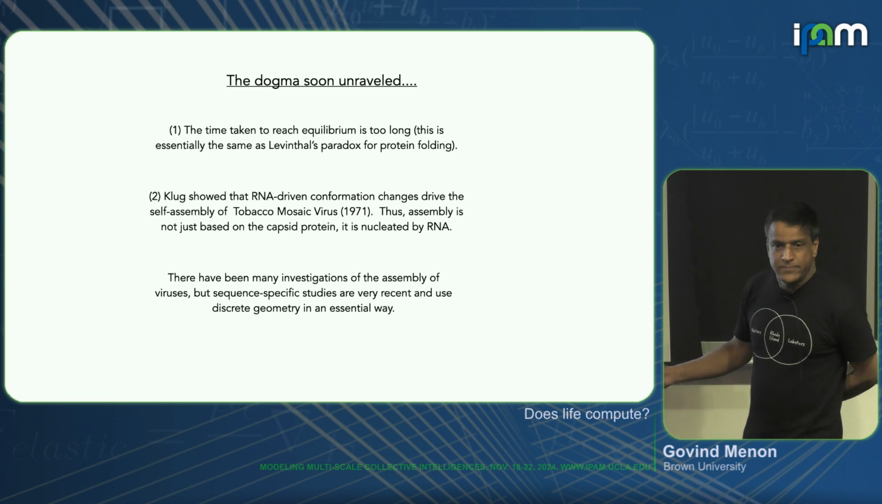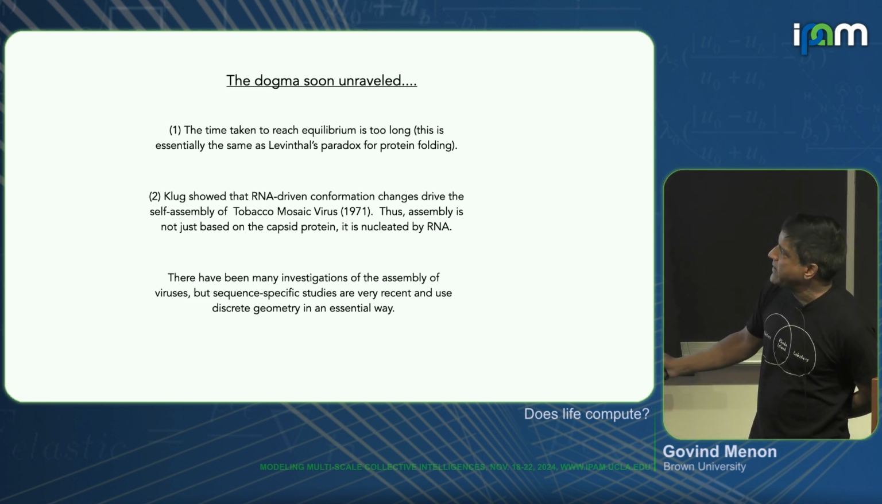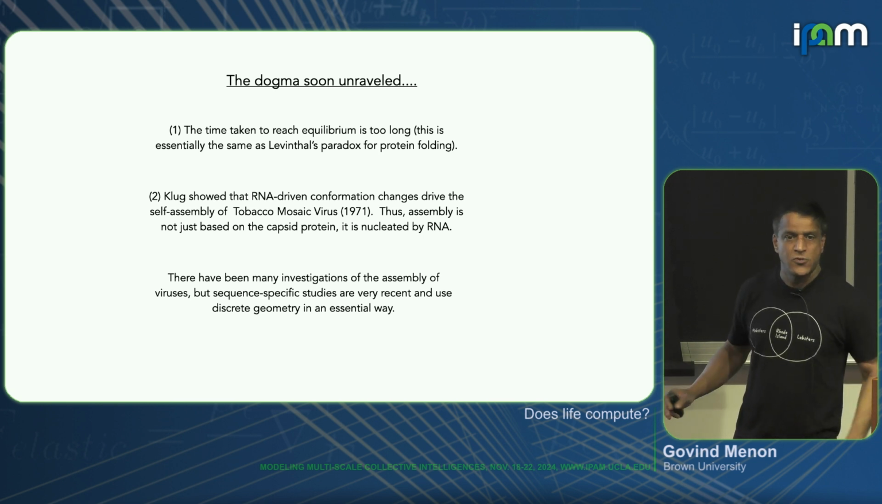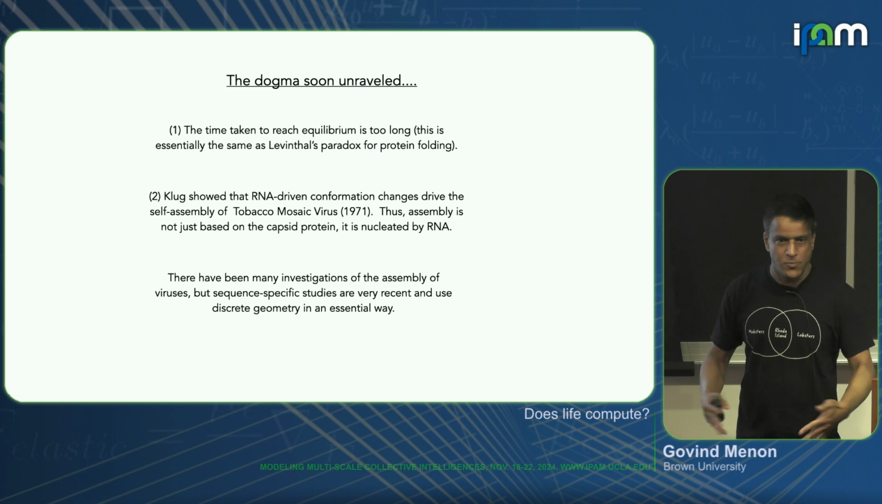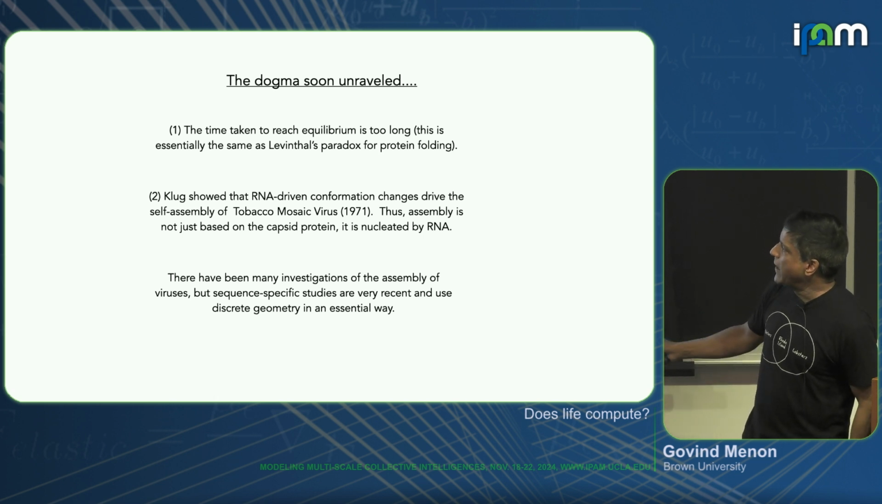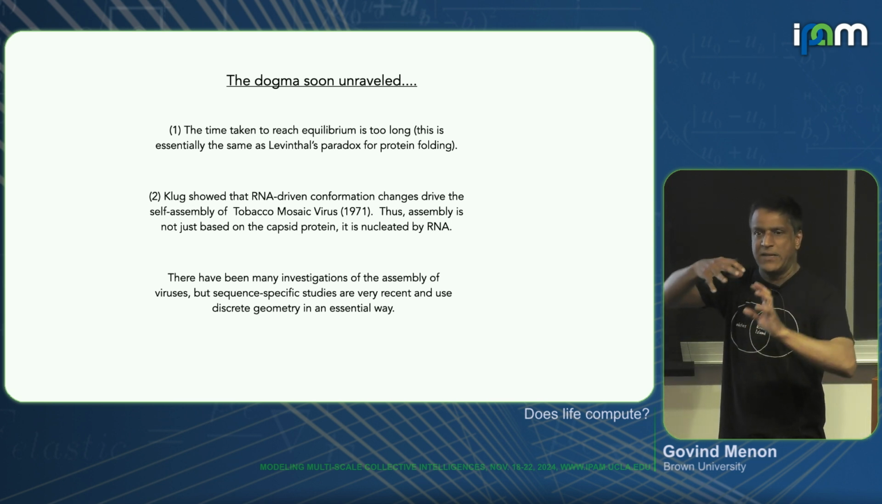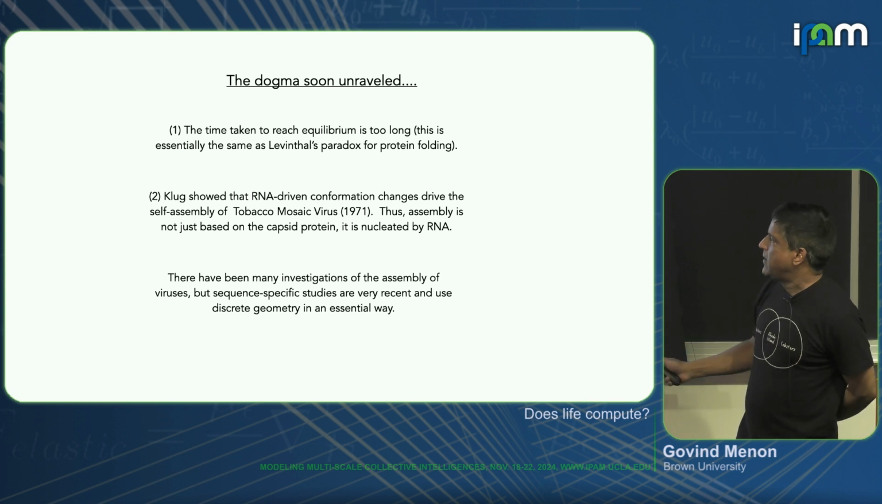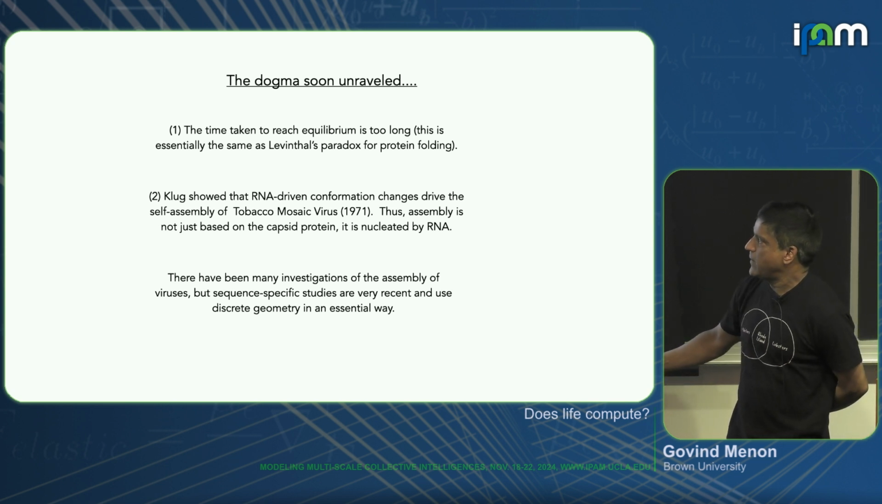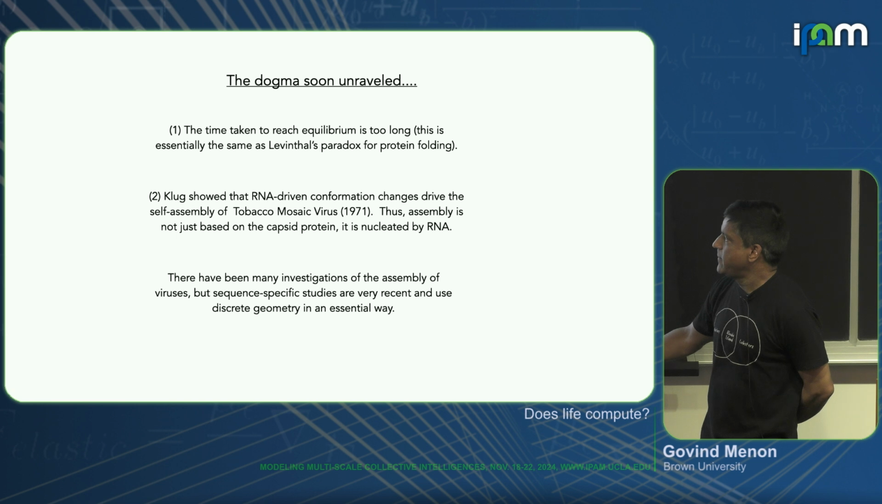Well, it doesn't quite work, right? So somehow if you do basic equilibrium stat mech and you try to make an estimate of the time to reach equilibrium, it does not work. Too much time. So this is a kind of well-known problem that goes a long way back. But more specifically, somehow the idea that the capsid would just be the shell that would form itself was disproved by Klug, and that was kind of the work that led to his Nobel Prize.